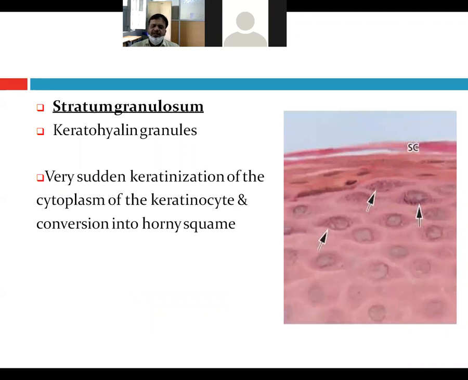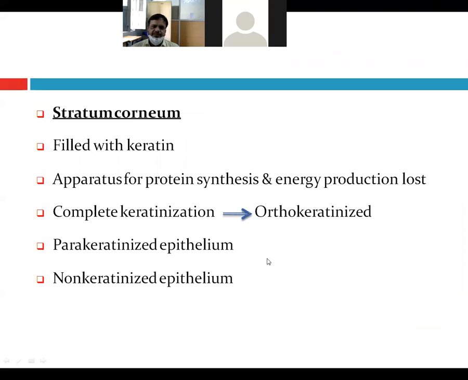Third layer is stratum granulosum. In this stratum granulosum, we can see keratohyaline granules. As we have discussed, there is presence of keratohyaline granules as the cell migrates from your basal layer to your superficial layer. There is very sudden keratinization of the cytoplasm of keratinocytes, and it converts into your horny squames.